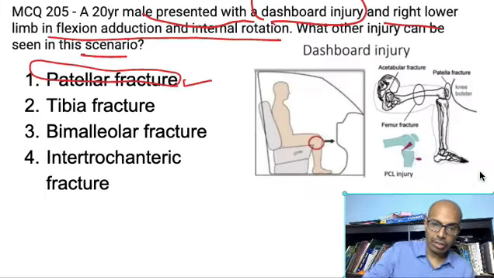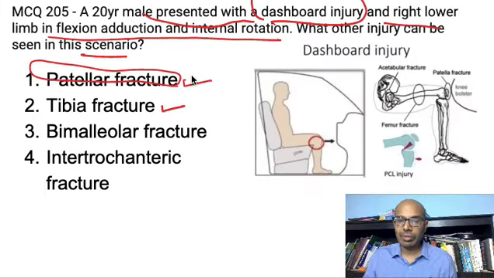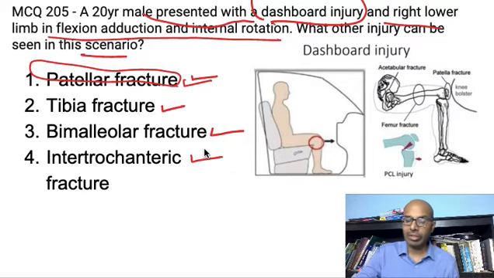So let's go back to the question. So patellar fracture is the best answer among all these answers. Bimalleolar fracture is not possible. And intertrochanteric fractures are also not possible because a dislocation occurs rather than an intertrochanteric fracture in dashboard injuries.